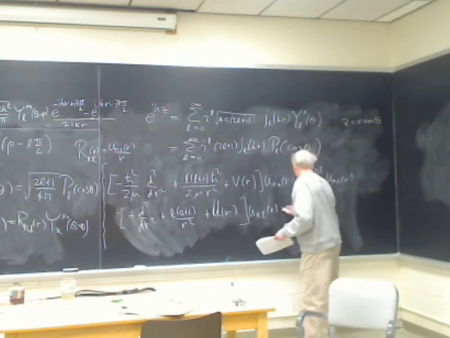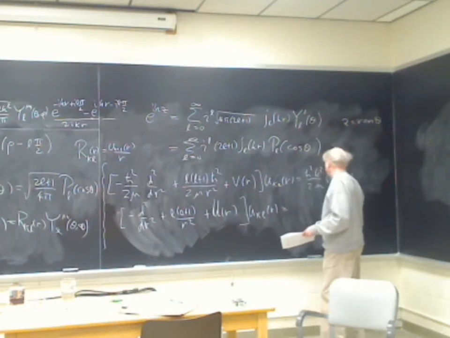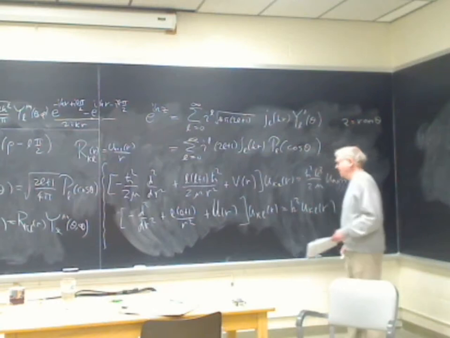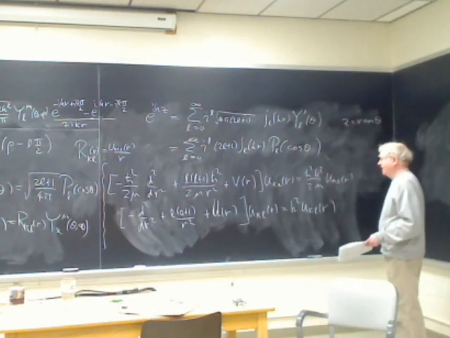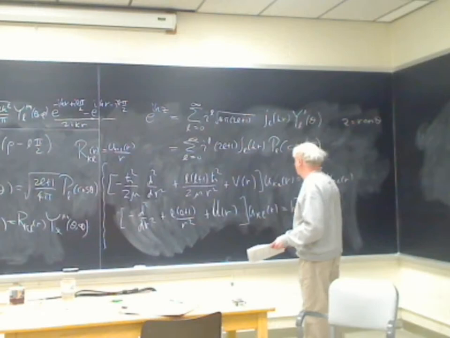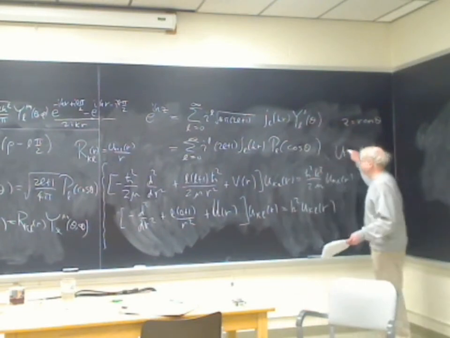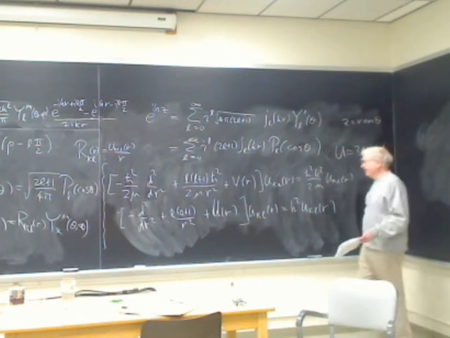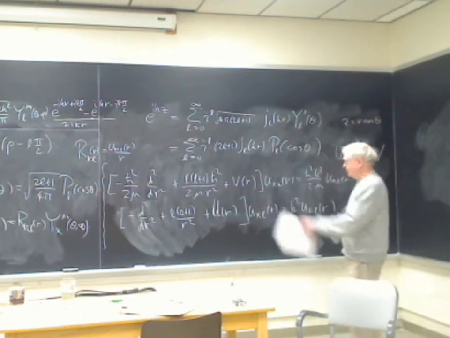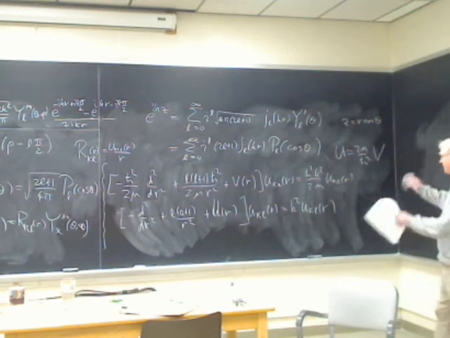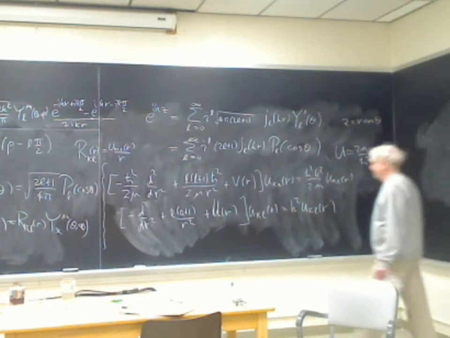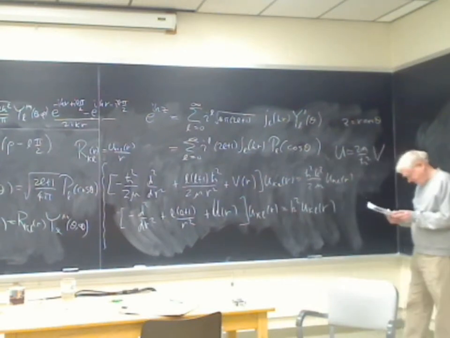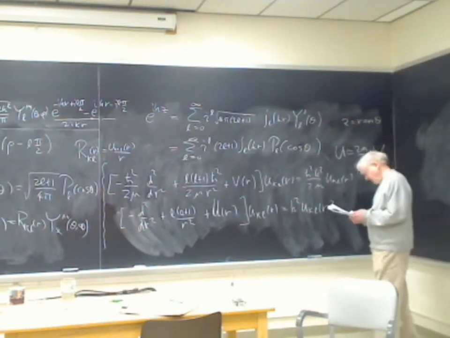u_kL of r is equal to k squared u_kL. So that's the equation we actually are going to satisfy. And to get it to this, we have that u is equal to 2 mu over h bar squared g. So you multiply the top equation by 2 mu over h bar squared, all those factors go away, and you get a u here. So that's the equation that one actually analyzes.